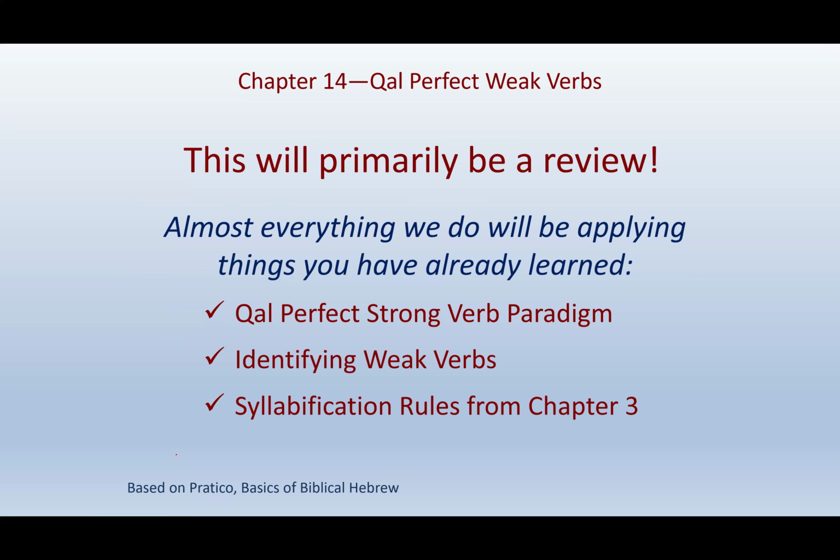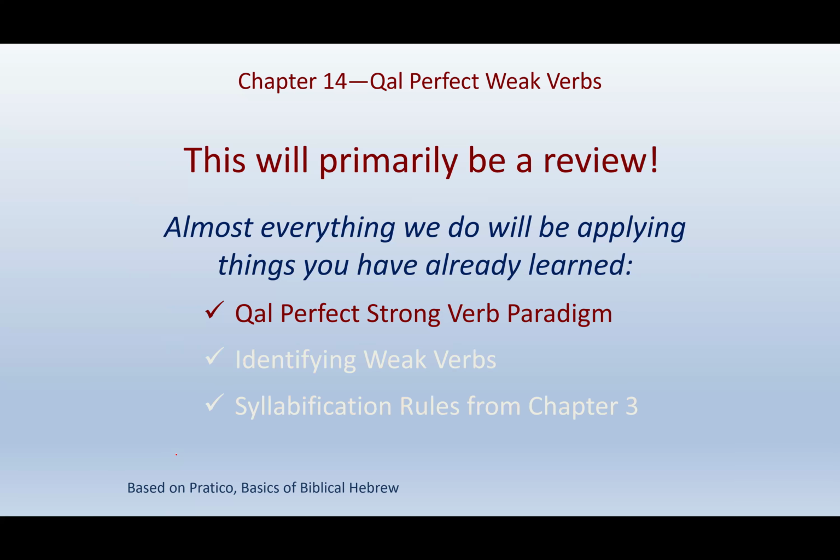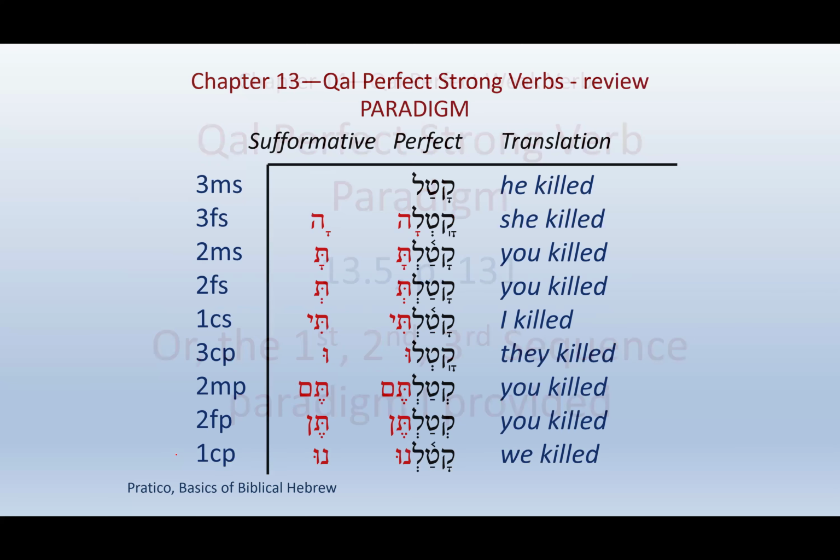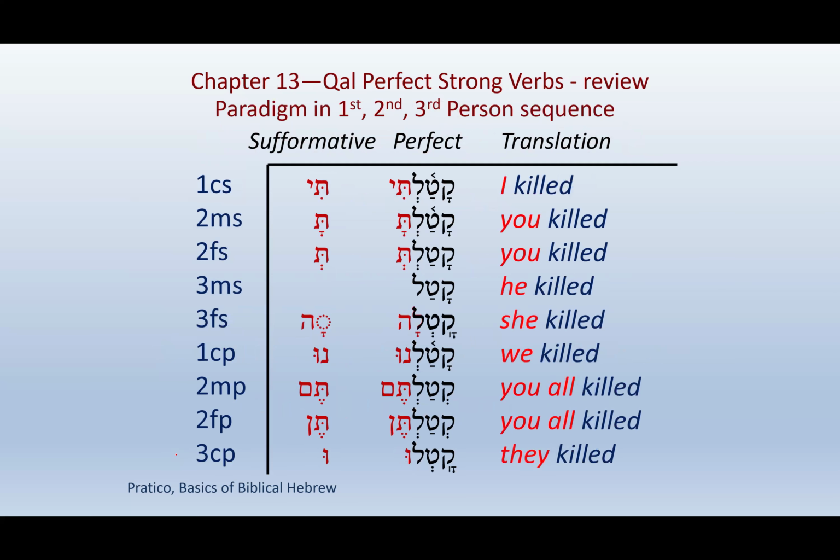We want to use the diagnostic method rather than have to rememorize everything every single time. It's just way easier to learn what changes. Memorize it once and learn what changes. So first of all, Qal perfect strong verb paradigm. And again, that's in 13.5 on page 131. You can memorize it in that sequence, or you can memorize it in the first, second, third person sequence. This is the one in the book. We'll run through this one again.